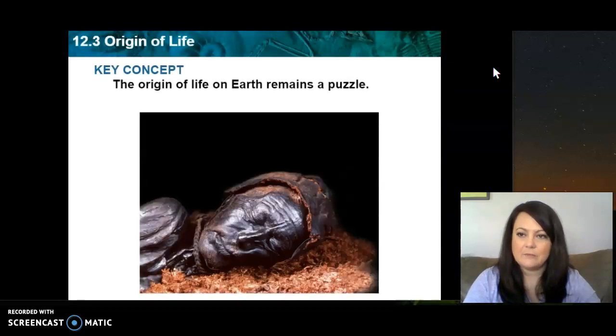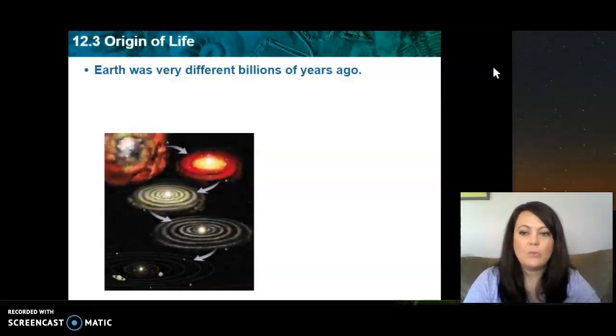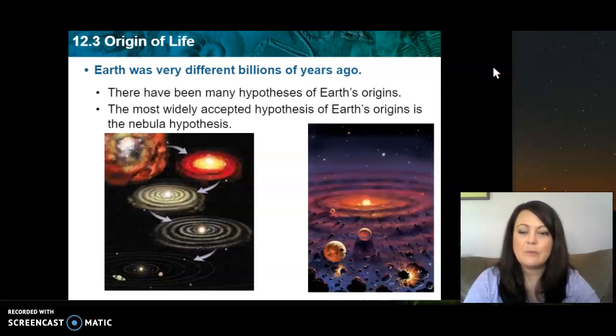The origin of life. Key concept: the origin of life on Earth remains a puzzle. Earth was very different billions of years ago. There have been many hypotheses of Earth's origins. The most widely accepted hypothesis of Earth's origins is called the nebula hypothesis.